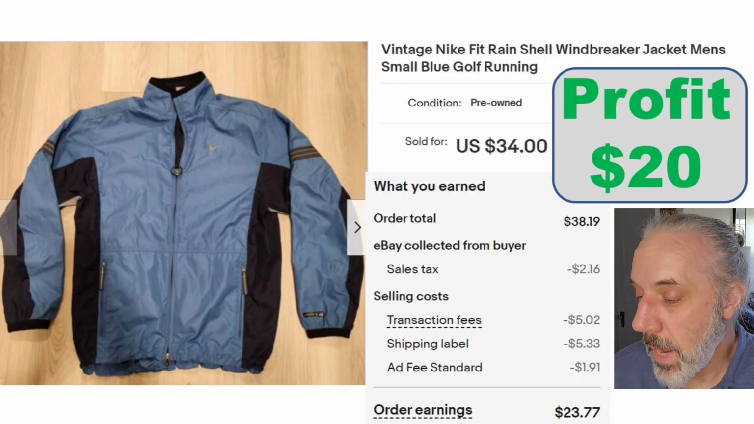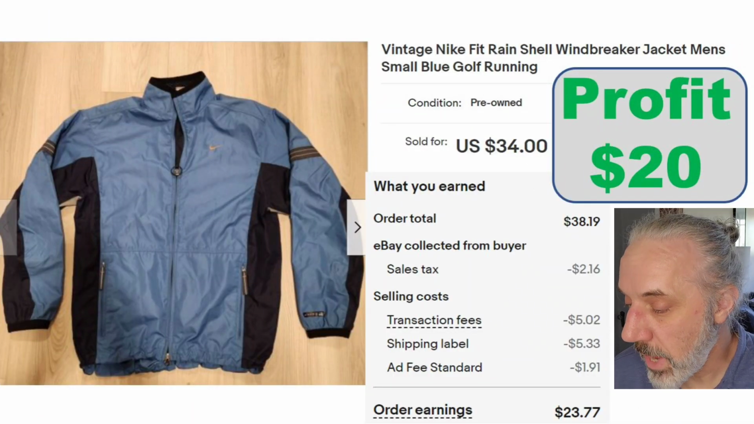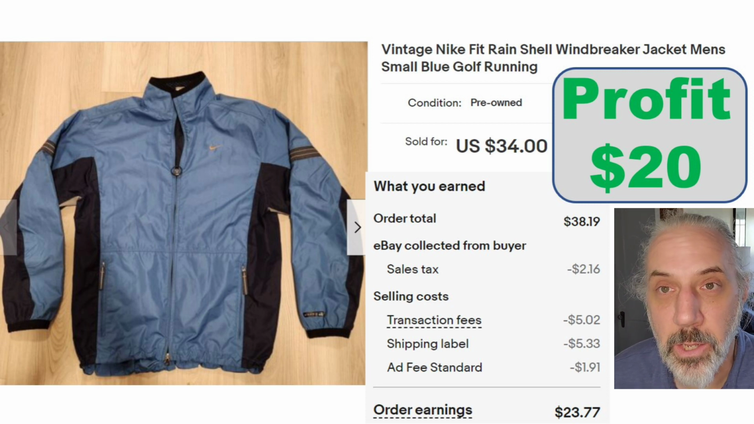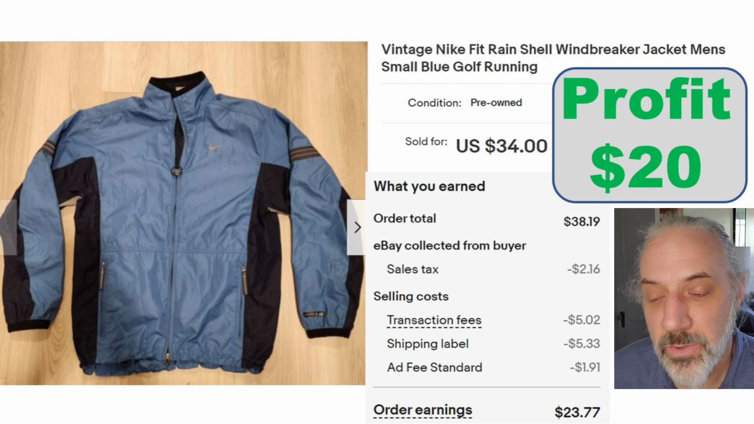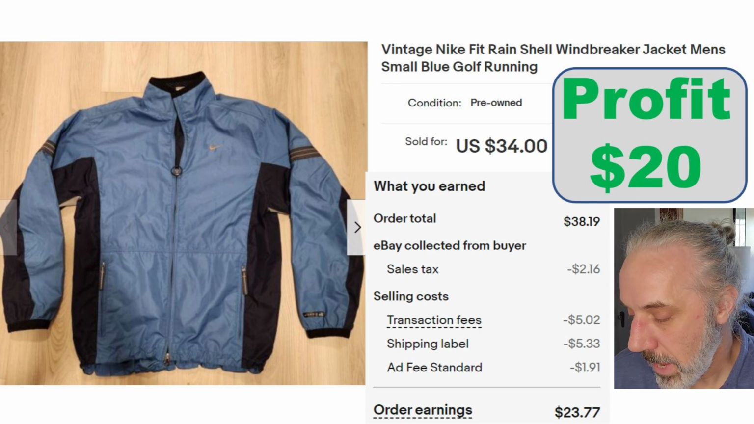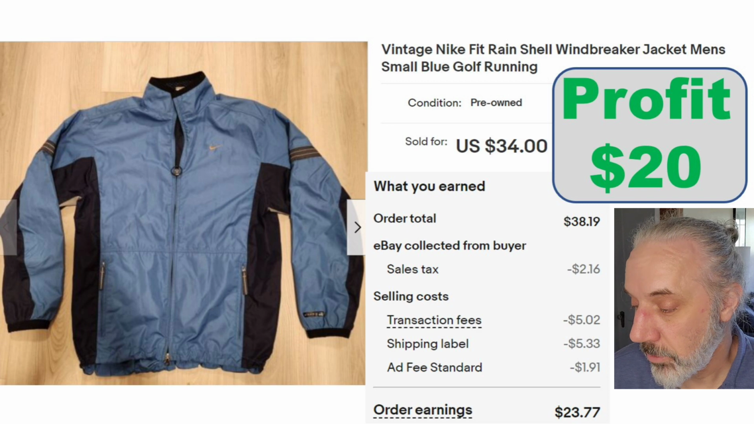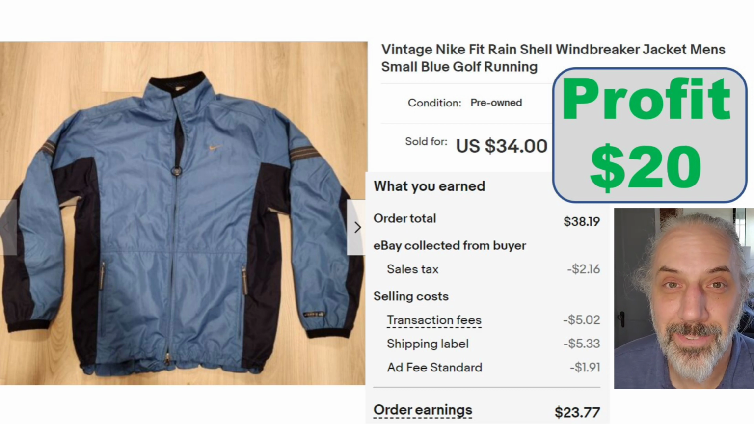Okay, so here we have a Nike windbreaker or rain jacket. I use keywords such as running and golf. This buyer is all in for $38.19. My eBay payout $23.77 for a profit of $20.